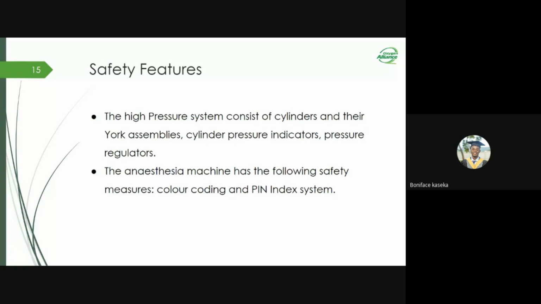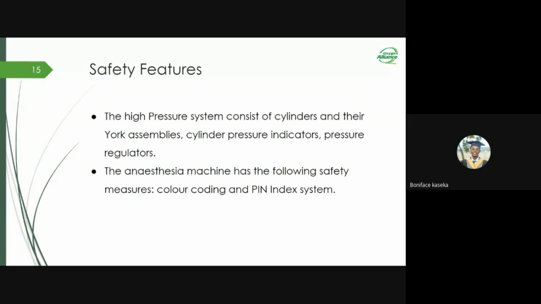As I've already said, we're going to look at the high pressure system. So this one is the one that contains the cylinders. And what are the safety measures that it has to make sure that you don't administer the wrong gases? So I've already talked about the pressure indicators as well as the pressure regulators and how they function. Another thing that the machine has is what we call the pin index system. Of course, another safety precaution that we can use is the color coding of the different cylinders.